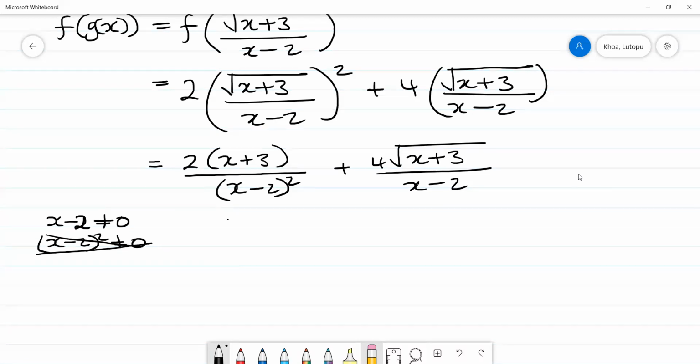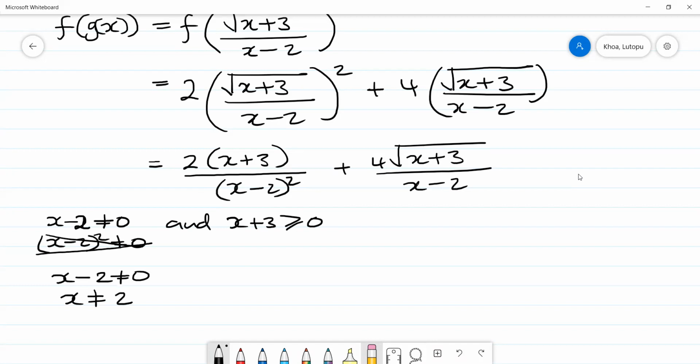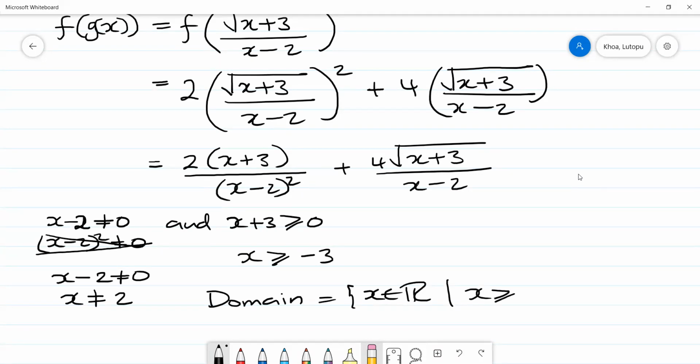And then anything we have under the square root, x plus 3, must be greater than or equal to 0. So we need a combination of these two. So from the first one, x minus 2 is not 0. Repeating this, x is not equal to 2. And here, x is greater than or equal to negative 3. So our domain, write it like this, x is a real number. X is greater than or equal to negative 3. And the key word here is and, not or. And x is not equal to 2. Okay, so that is how you would write your domain.